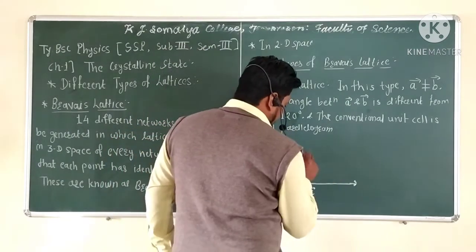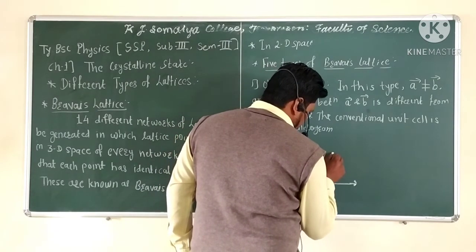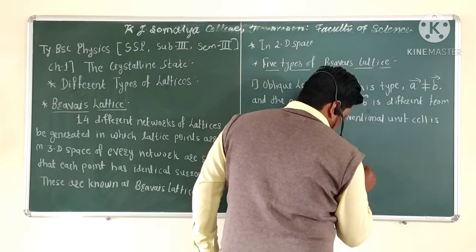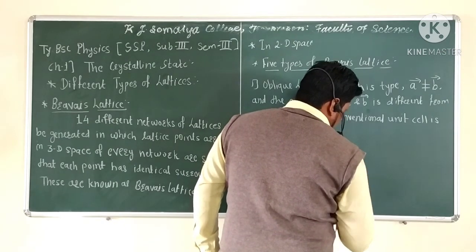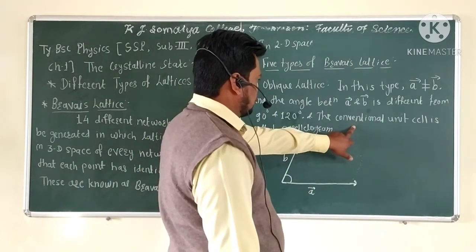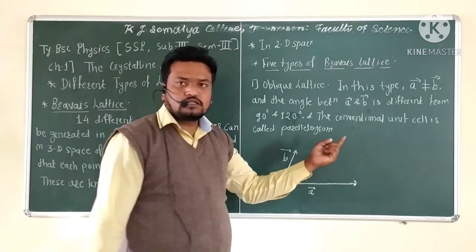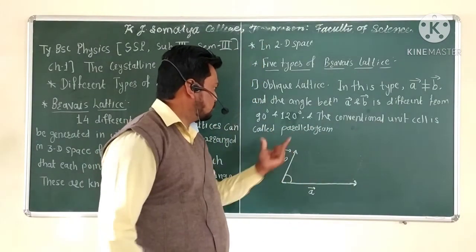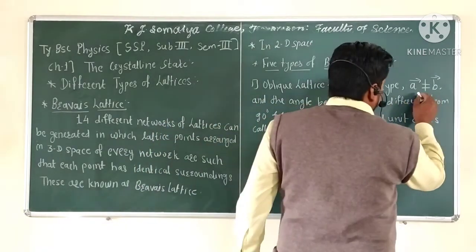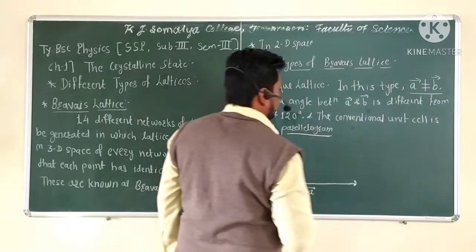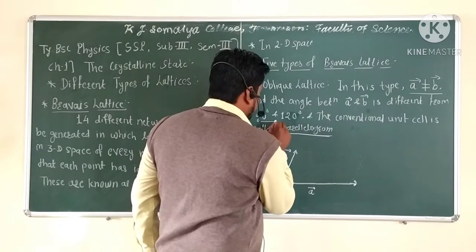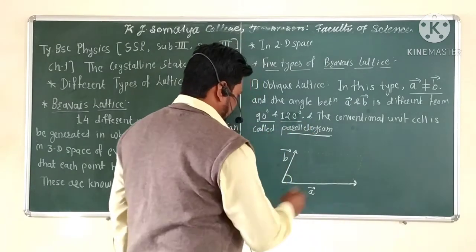So we have considered this imaginary point, and we have to see this structure which is similar to a parallelogram. So that's why we say that here the conventional unit cell is called the parallelogram. The main point here is that in this type, vector A is not equal to vector B, and the angle between A bar and B bar is different from 90 or 120 degrees.